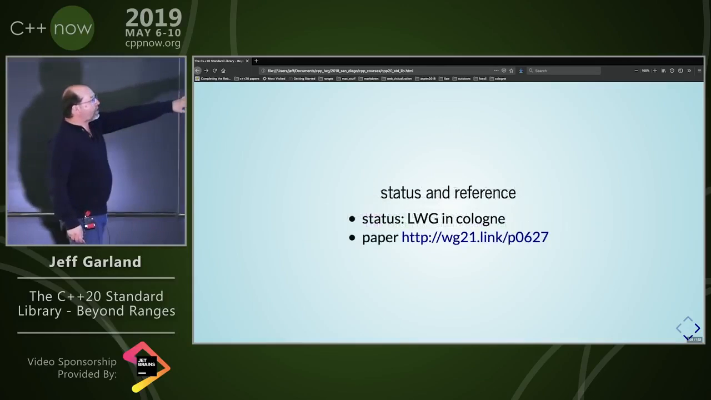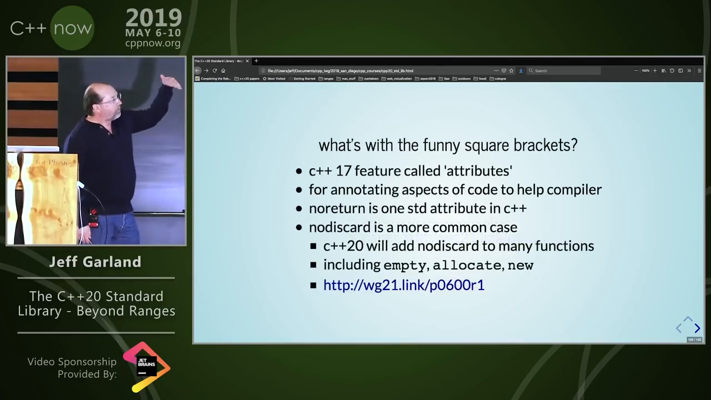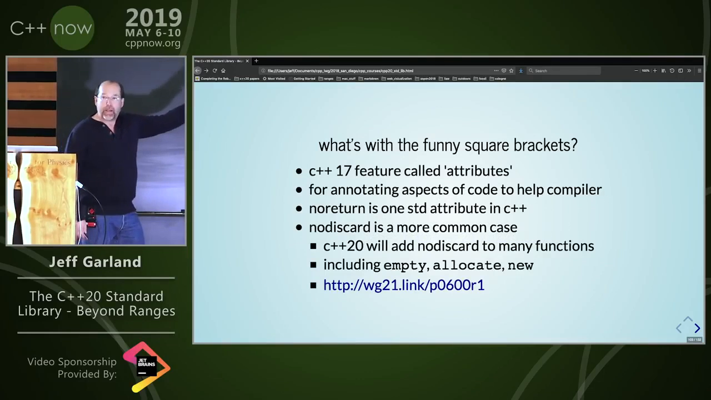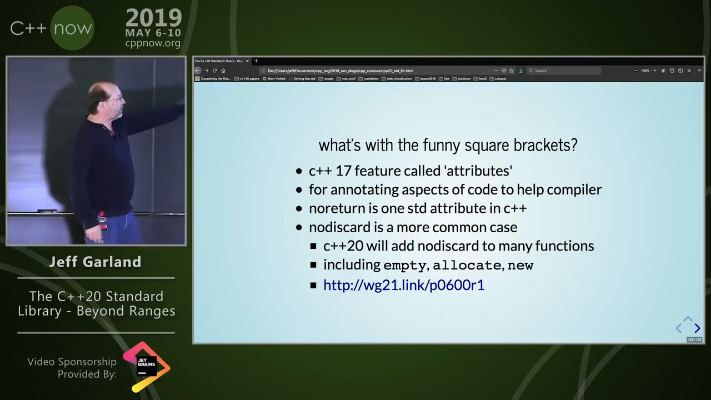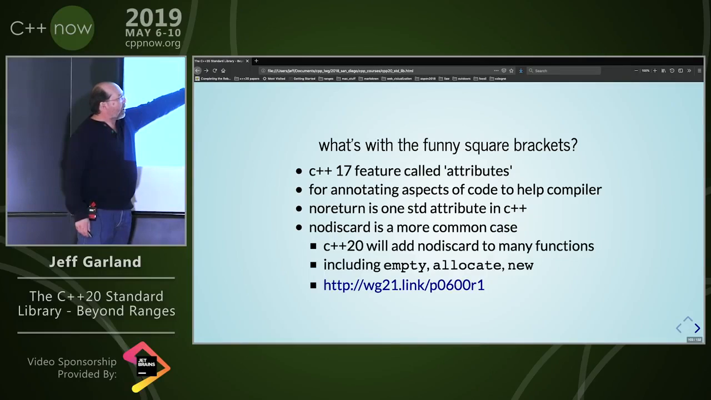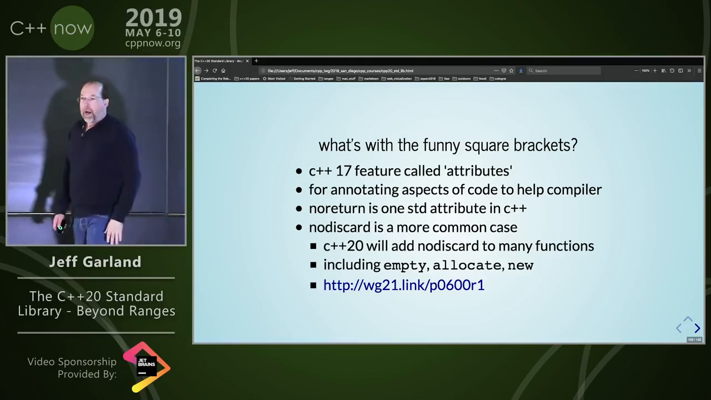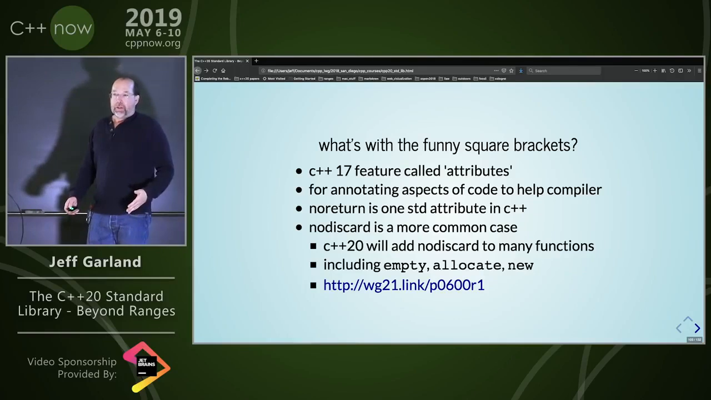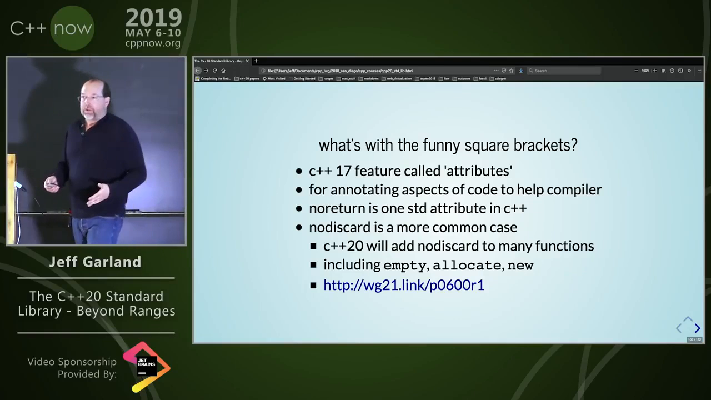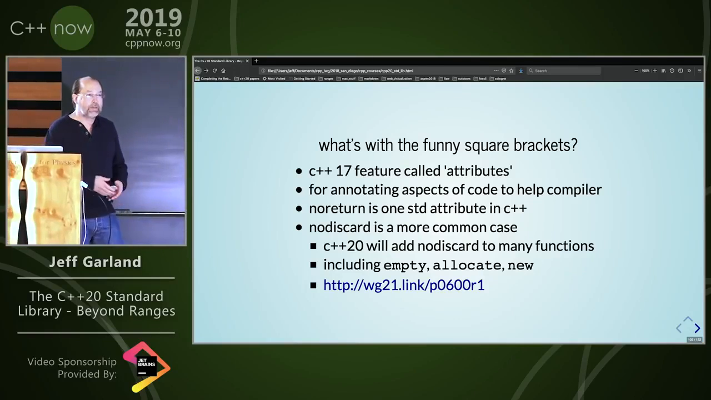But one of the things that's happening is that there are more and more attributes being created and utilized. And one of the new ones in C++20 is nodiscard. And there's a paper that puts nodiscard on a lot of different functions in the library, particularly things like empty and new, where really you always are going to use the return value from new, right? I mean, you always have to.